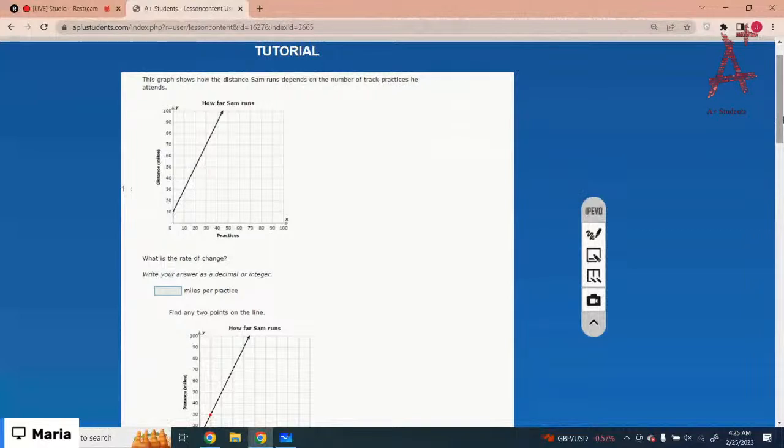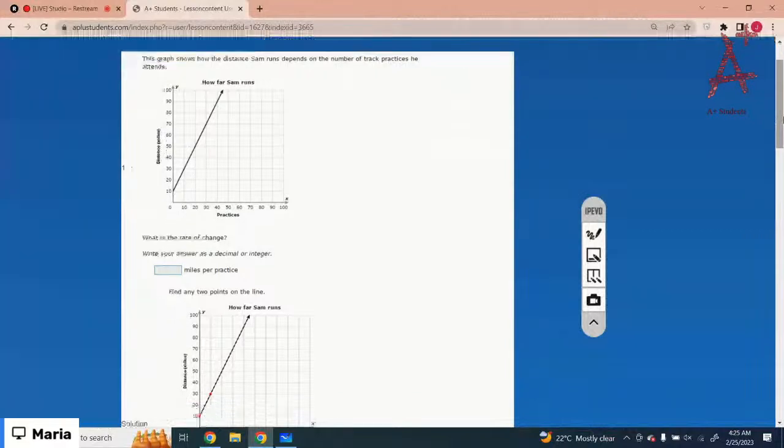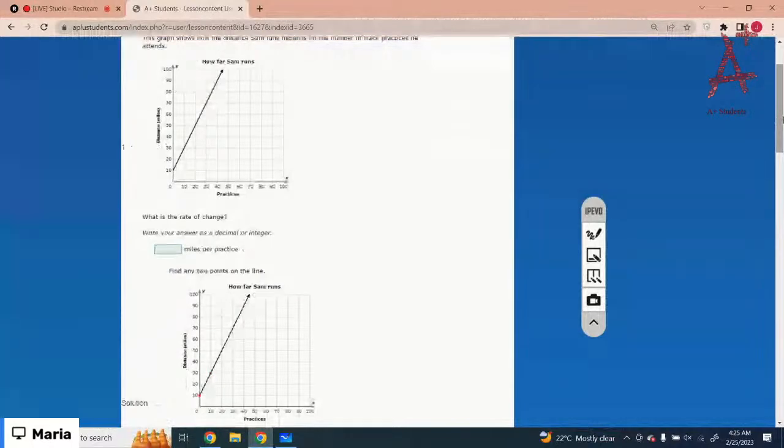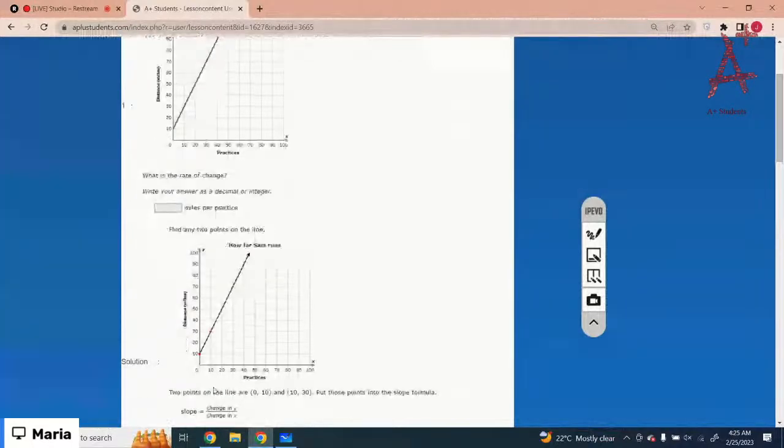So we have to calculate the rate of change. For the rate of change, you need two points on the graph. Got it? So let's select any 2 points on the graph. Here are the 2 points that are selected. The first one is 0 and 10, and the second one is 10 and 30. Got it? These are the 2 points on the graph, 0 and 10 and 10 and 30.